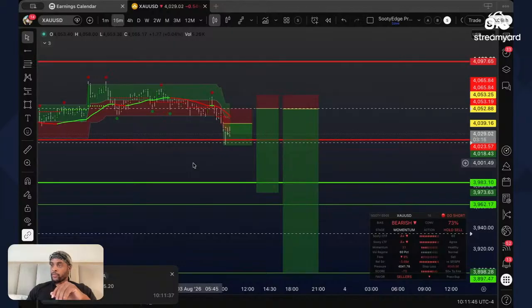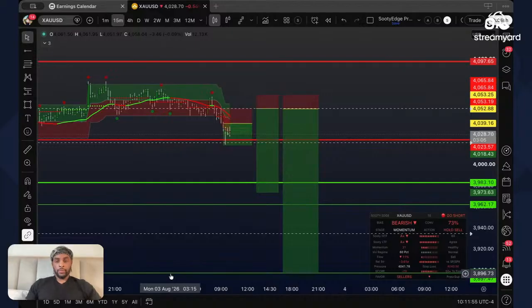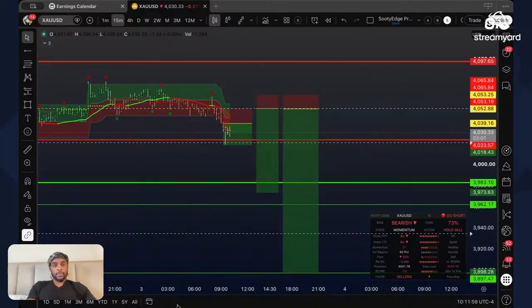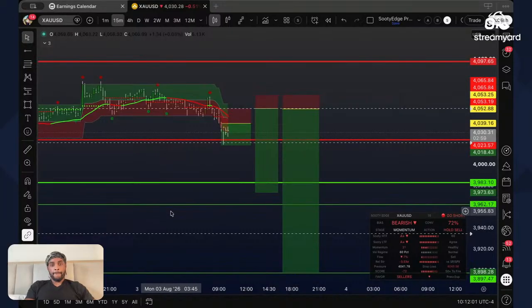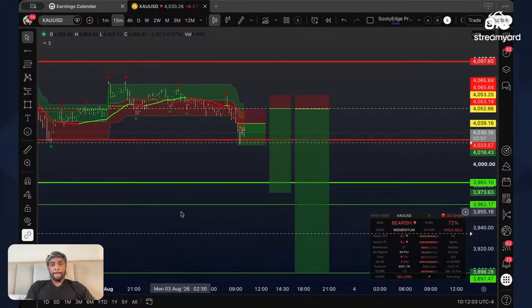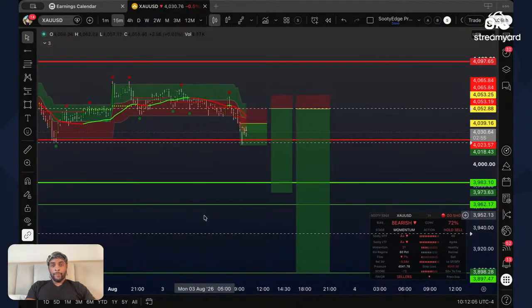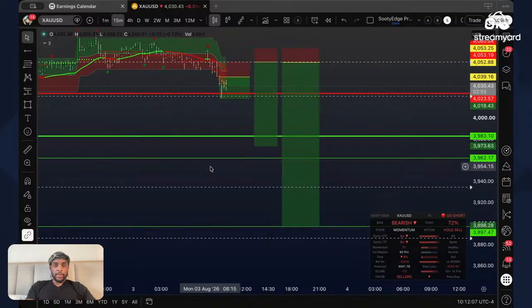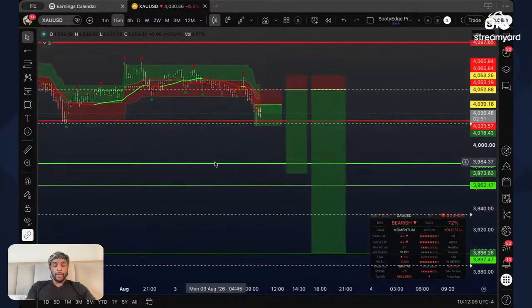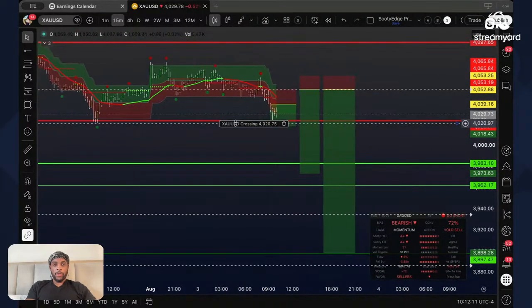Nvidia crossing 205. I done closed it. I should have kept holding it. But this is how simple it is to trade, bro. I promise y'all, the market don't move as fast as people think.